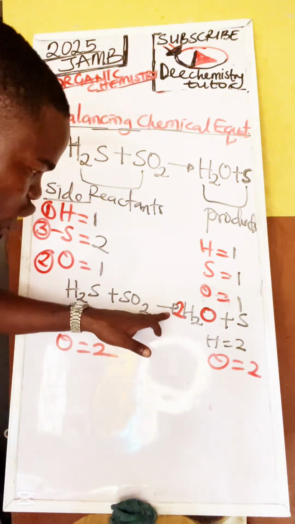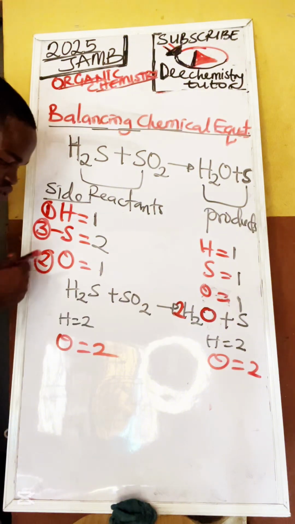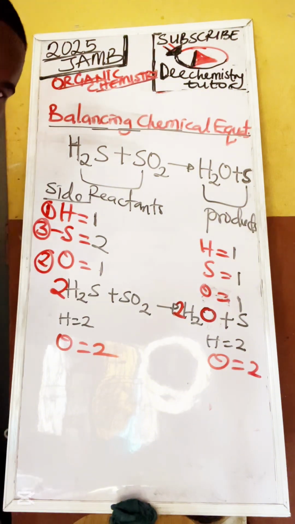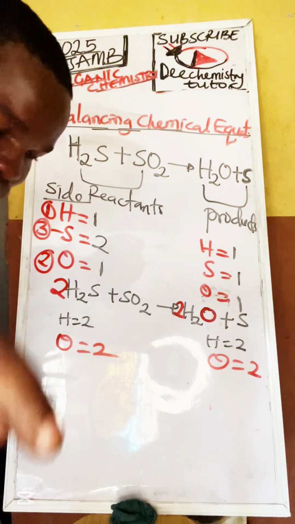So for me to balance it, I must make sure that the hydrogen here is also correct. So to make this hydrogen correct, I have to add 2 here. Now that means I've also followed the law. Law of what? Conservation of mass. Drop it in the comment section.